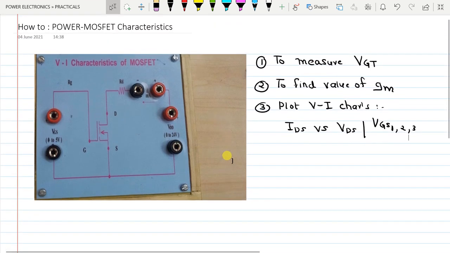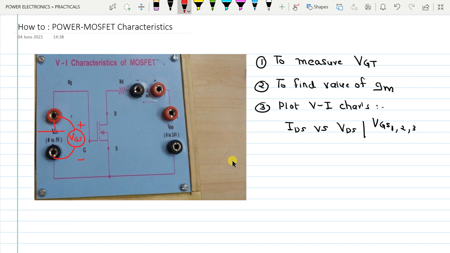We can connect the meters here only. In order to measure VGT, that is, the value of gate to source voltage at which the MOSFET starts conducting a current of minimum 250 microamperes, we'll put the meters. There will be one meter here which will measure the VGS for us, VGS plus and minus.